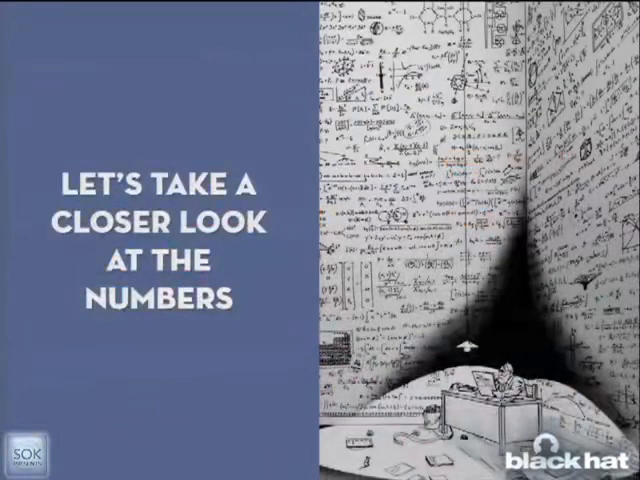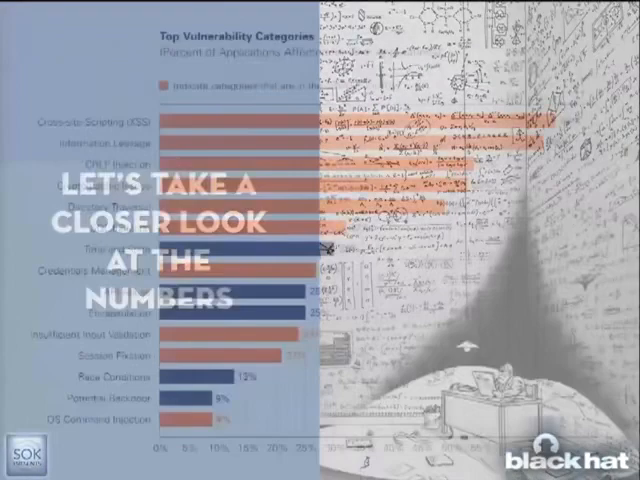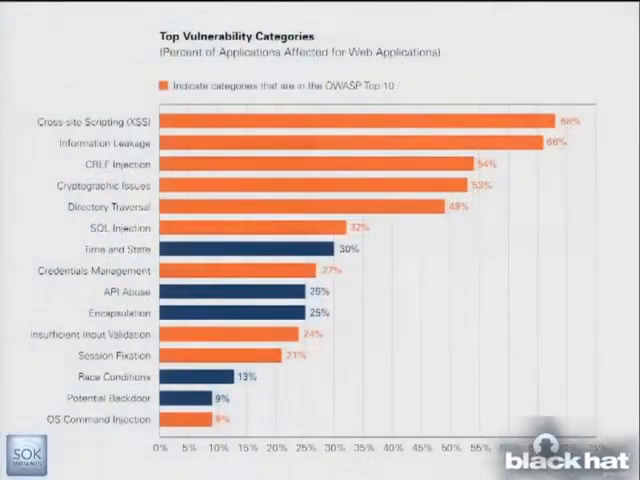So now I'm going to dive into our numbers. This here is for web applications, the top vulnerability categories. These are the types of issues that we find. Cross-site scripting we find in 68% of the applications we look at. Information leakage 54, carriage return line feed injection 53, cryptographic issues 49, SQL injection 32. So again, there's that number again, a very highly attacked vulnerability coming in at 32%.